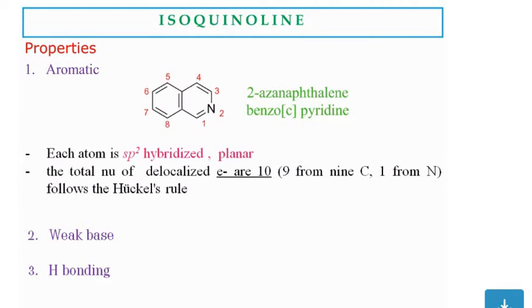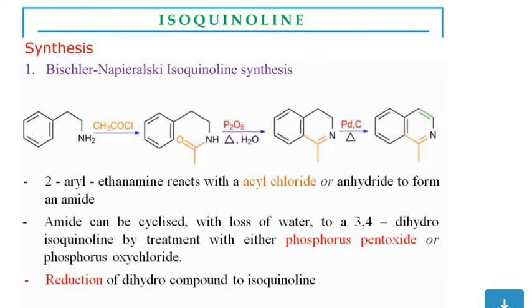Now, isoquinoline, 2-aza-naphthalene, benzopyridine. Each carbon atom is sp2 hybridized and planar. The total number of delocalized electrons is 10, 9 from 9 carbons and 1 from nitrogen. Follow Huckel's rule, weak base and hydrogen bond. You can see the synthesis.